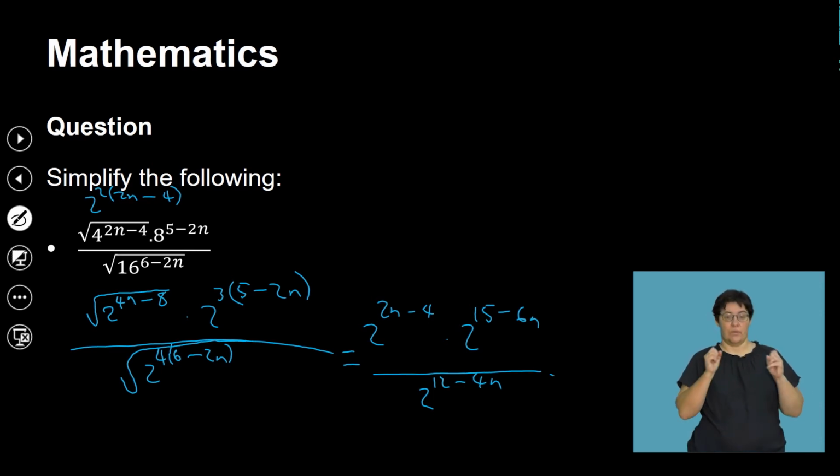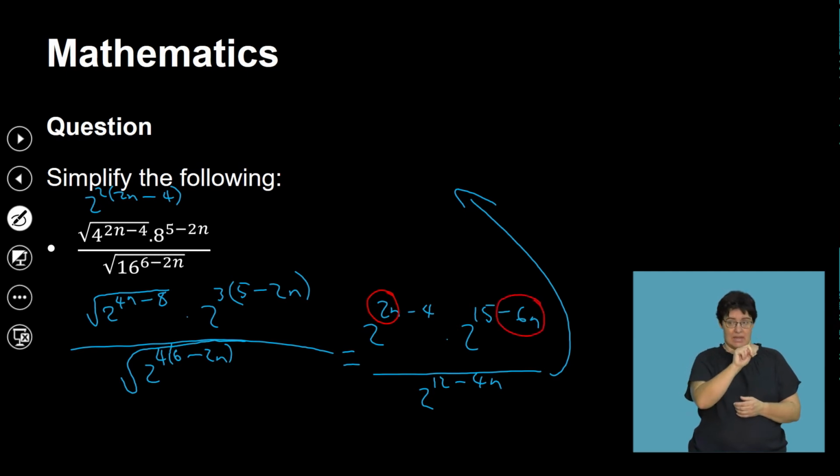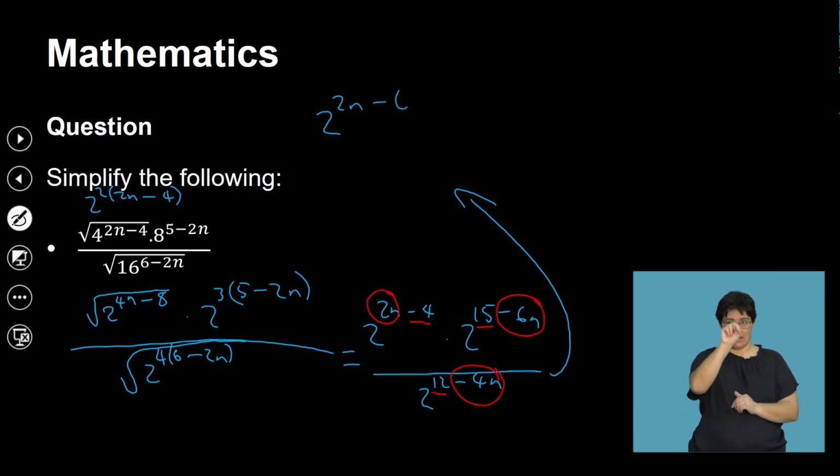All right, so from here you can then apply your laws of exponents, and by that I mean the 2n, the 6n, and the 4n will then be worked out together. The minus 4, the 15, and the 12 will also be worked out together. So this will become 2 to the exponent of 2n minus 6n minus negative 4n, right? And I will just write the whole thing as well, minus 4 plus 15, and then minus the 12.